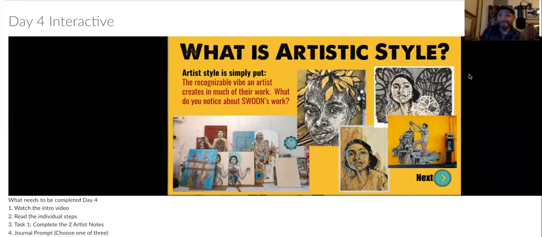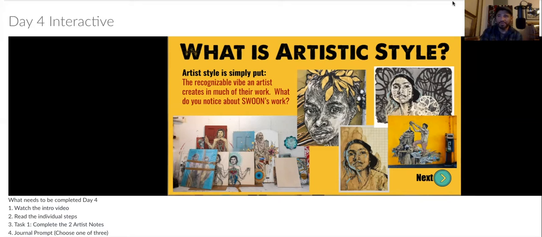All right, so we're going to quickly talk about what is artistic style, because that's what day four is all about: identifying dope artists that you are attracted to, the way they work, the style that they create. How do you define that? Well, you've got to look at art. All right, so what is artistic style? Artistic style is, simply put, the recognizable vibe an artist creates in much of their work.